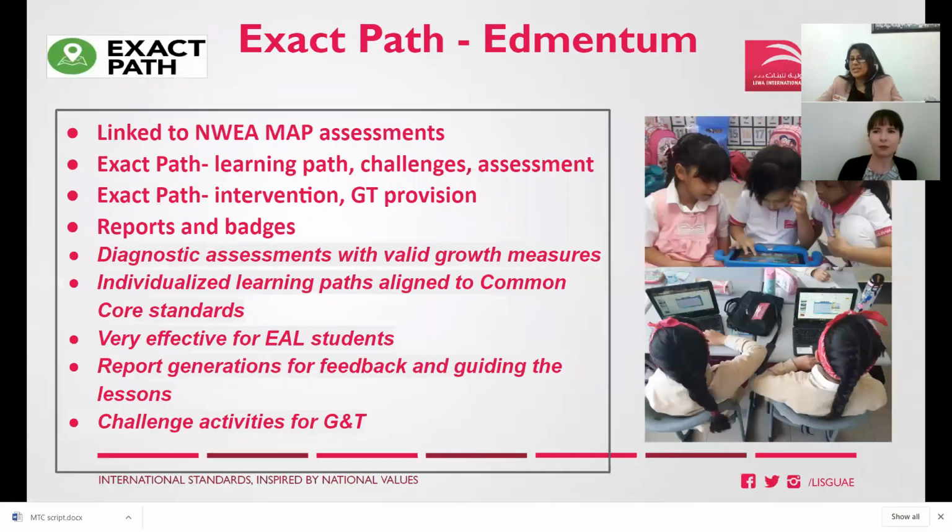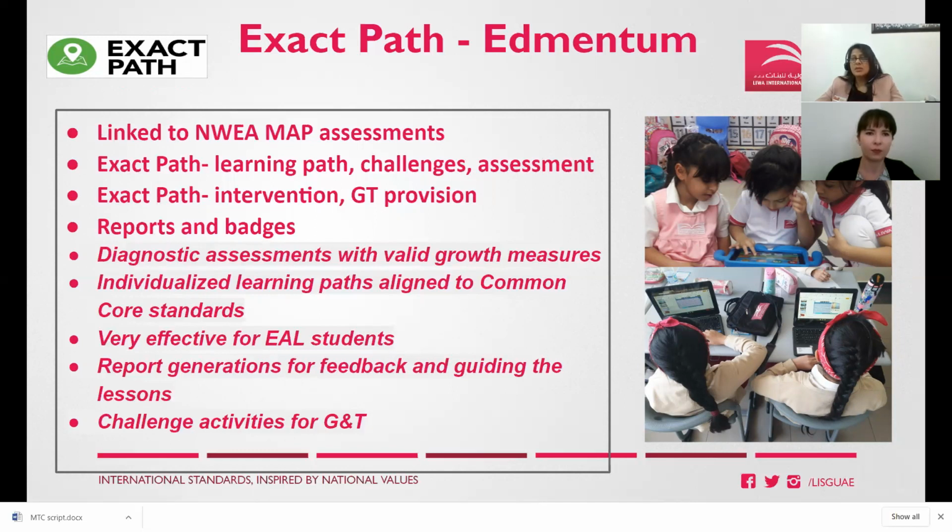The next tool is ExactPath, which is extensively used in LISG, mainly because it's quite directly linked to the NWEA MAP assessment. And prepping our girls for MAP was very important, because they have to learn the vocabulary related to MAP assessments, the questions related to MAP assessment. Being ESL kids, they need a lot of practice with that. And Exact Path enabled us to do that.